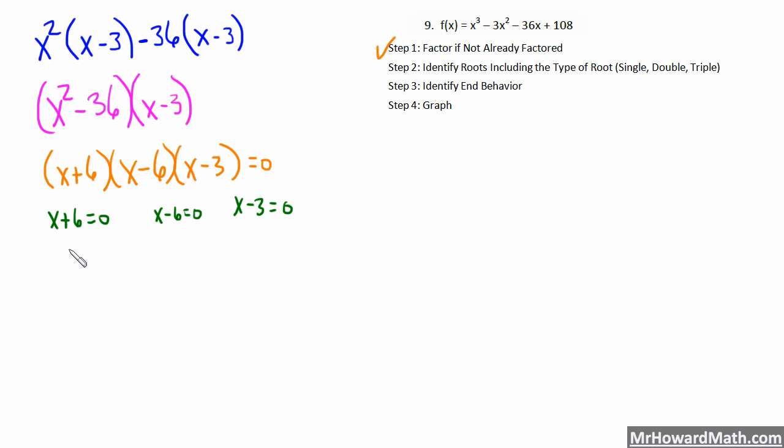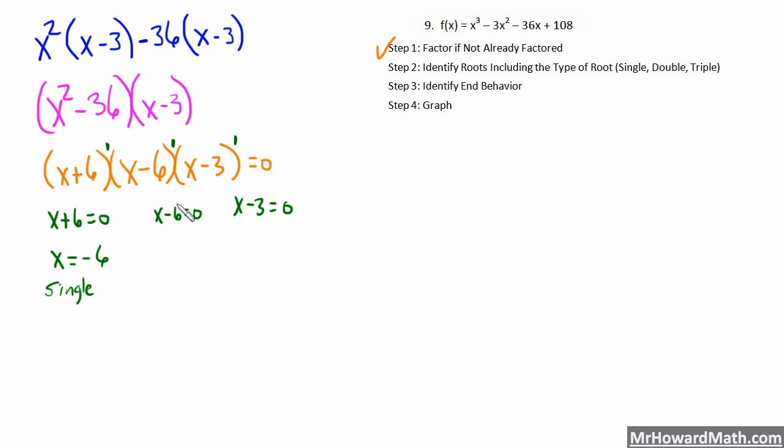So x plus 6 equals 0. We solve for x and we get x equals negative 6. So that's a single root, right? This has an implied power of 1 here, an implied power of 1 on that parentheses, and an implied power of 1 on that parentheses. So all 3 of these are single roots. So a single root at x equals negative 6.